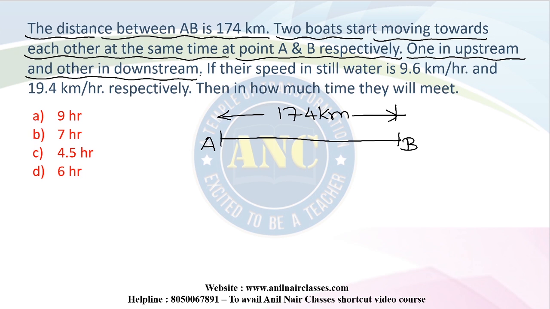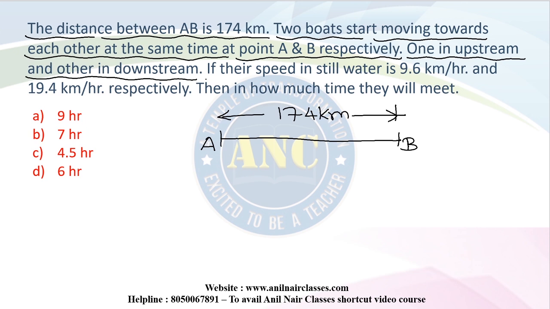Because this is a boats topic, and boats will always have the upstream speed and downstream speed concept, unlike trains. So if one of the boats is traveling upstream, the other one should definitely be downstream, because they are both traveling in opposite directions to each other. Definitely if one is in upstream, the other should be in downstream, which is understandable.